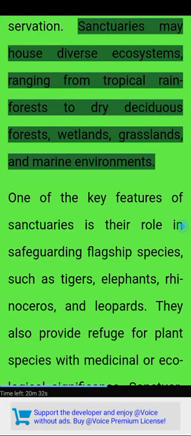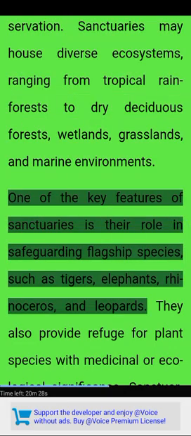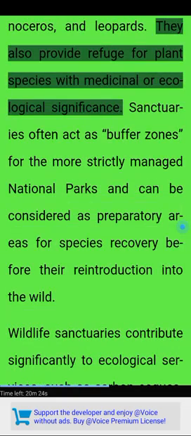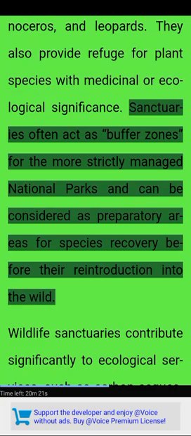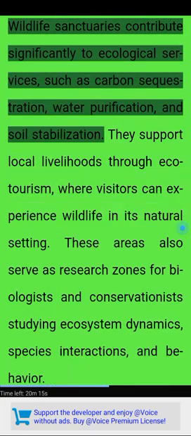Sanctuaries may house diverse ecosystems, ranging from tropical rainforests to dry deciduous forests, wetlands, grasslands, and marine environments. One of the key features of sanctuaries is their role in safeguarding flagship species, such as tigers, elephants, rhinoceros, and leopards. They also provide refuge for plant species with medicinal or ecological significance. Sanctuaries often act as buffer zones for the more strictly managed national parks and can be considered as preparatory areas for species recovery before their reintroduction into the wild.